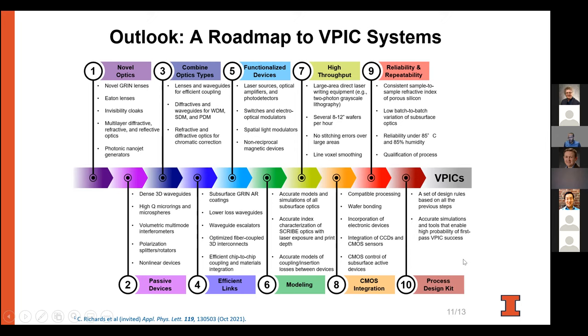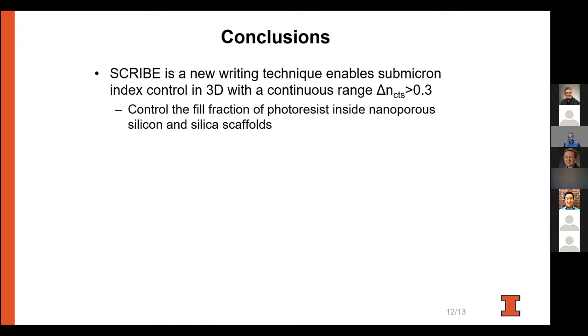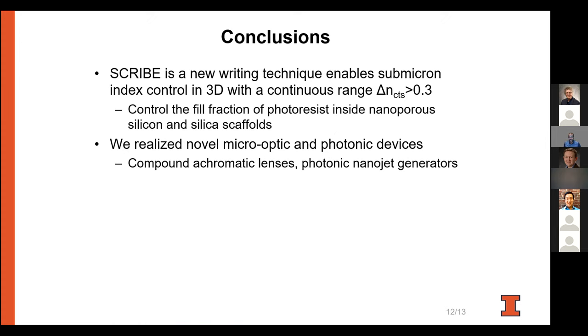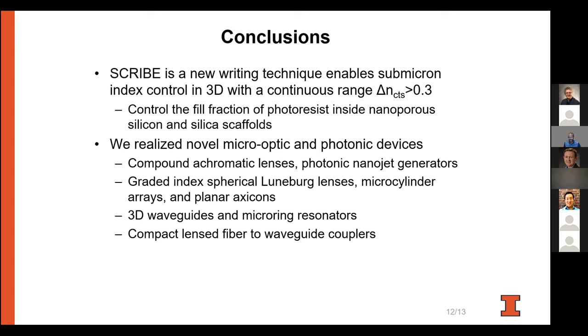So with that, I'll conclude and just say that Scribe is an exciting new writing technique, which gives us a large refractive index range. We control the fill fraction of the resist inside the porous silica and silicon scaffolds. And we can make these novel micro-optic and photonic devices, such as lenses, photonic nanojet generators, gradient index lenses and axicons, 3D waveguides and microring resonators, and compact lensed fiber to waveguide couplers.